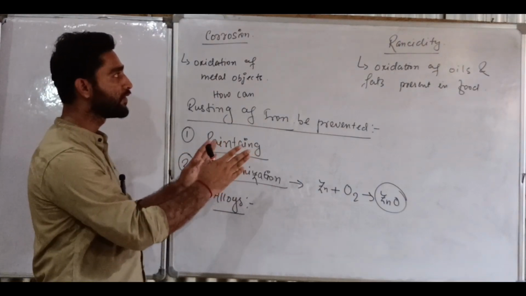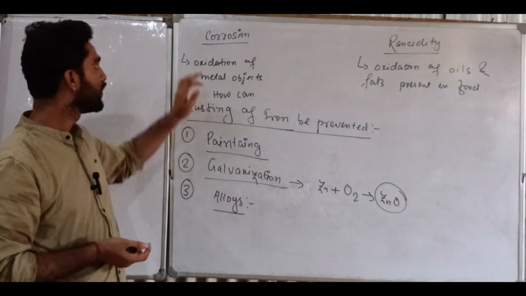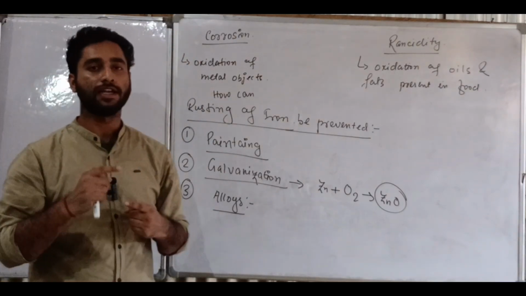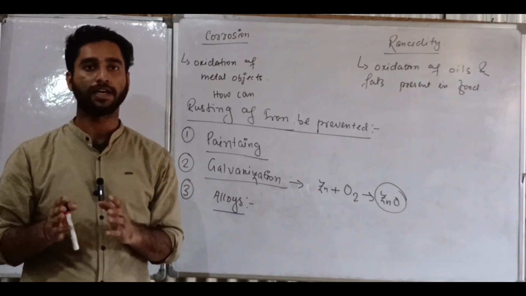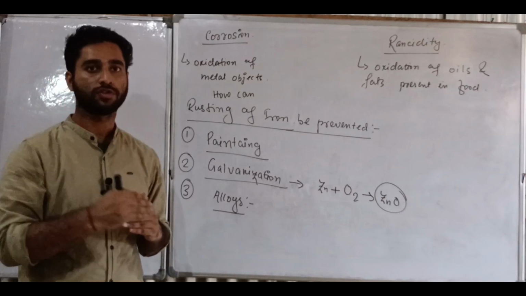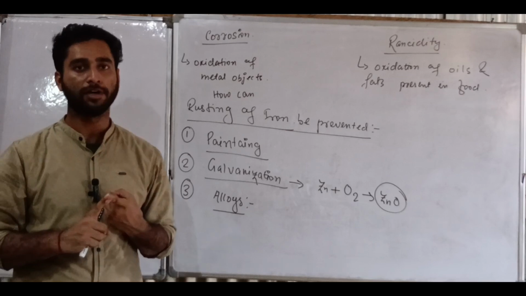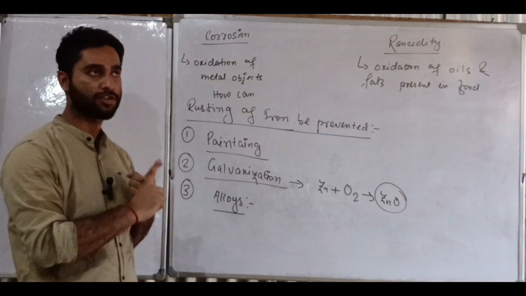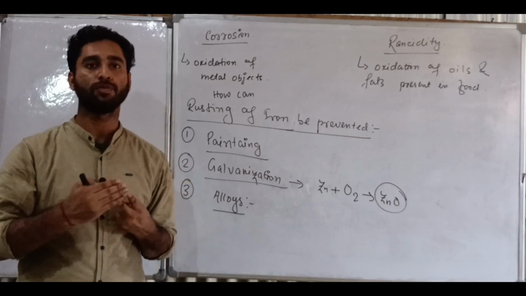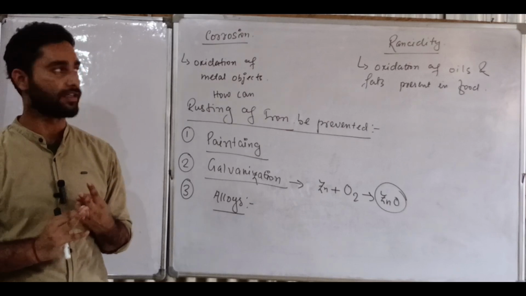These are small topics, but very important from our exam point of view. So corrosion means the oxidation, or we can say the eating away of the metal objects by the action of air, moisture or chemicals. It is called corrosion. So what are the effects of corrosion on different metals? Iron objects get covered with a layer of brown color. Copper objects get coated with a layer of green color. Silver objects get coated with a layer of black color.